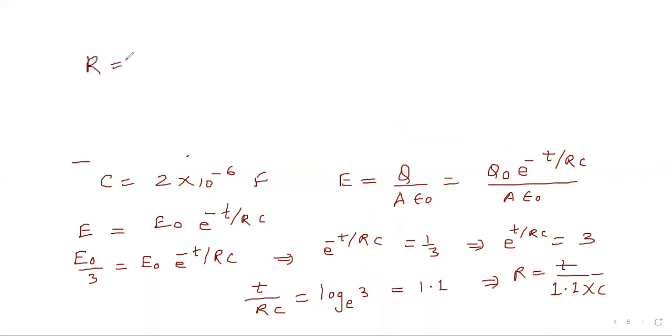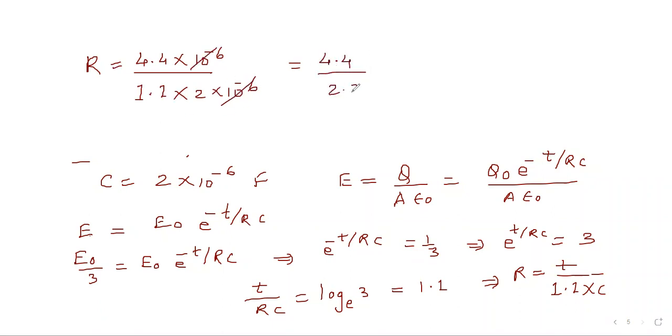We further evaluate. So R equals T. T is given as 4.4 microseconds, that is 10 power minus 6, divided by 1.1 into the capacitance, which is given as 2 microfarad, that is 2 into 10 power minus 6. 10 power minus 6 will cancel out. 4.4 divided by 2.2 will be equal to 2, which is our answer.